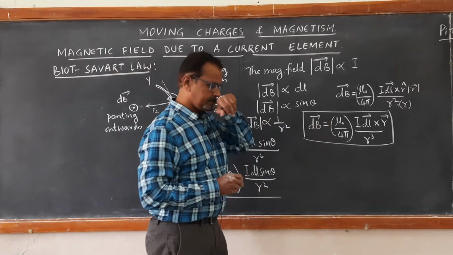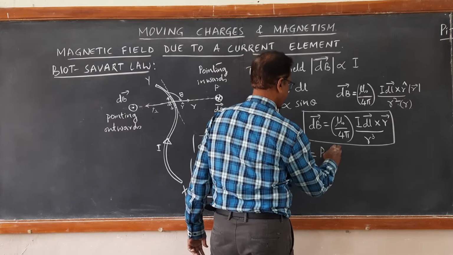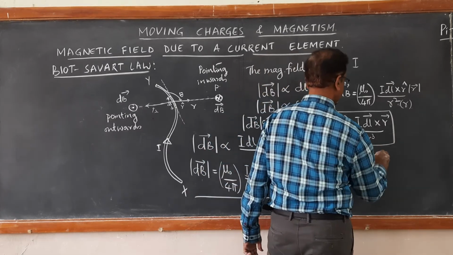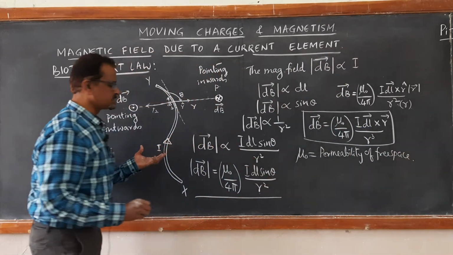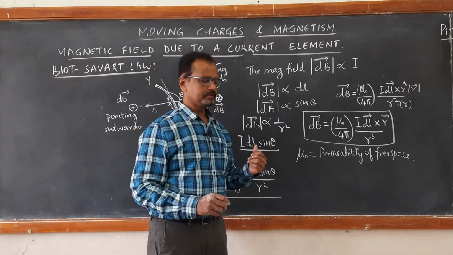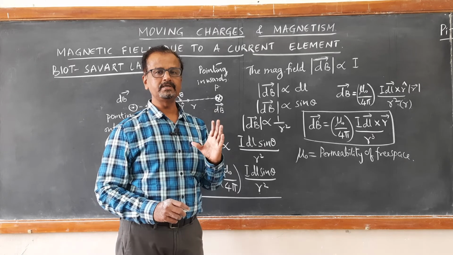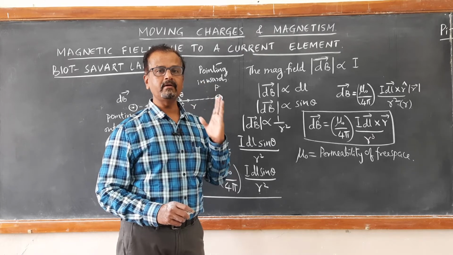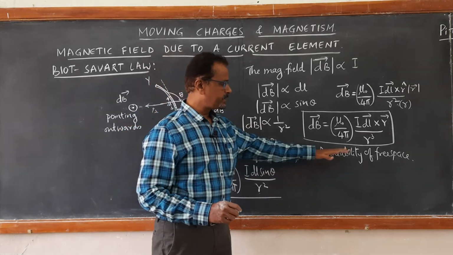And this mu naught is called the permeability of free space. It speaks about the medium in which we are considering the current wire or current element. It depends on the medium, right? Just like we discussed Coulomb's law, the force between two charges depends on the medium. There it is taken as permittivity of the medium, and permittivity of free space if it is vacuum. Here it is permeability of free space.